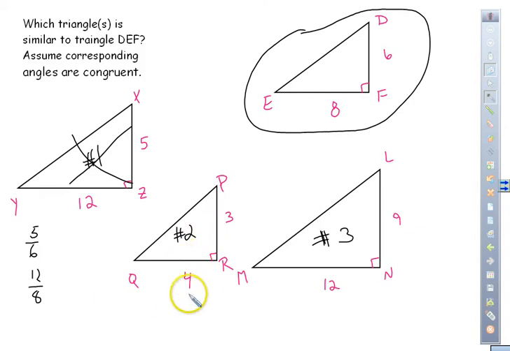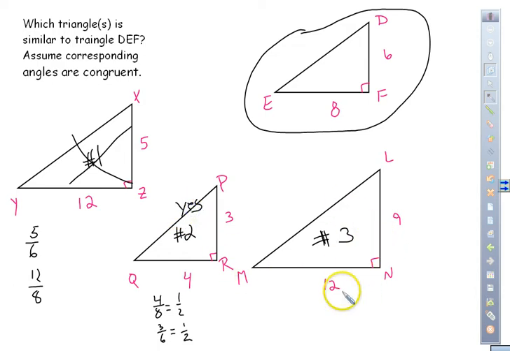So let's start with this, and we'll say 4 to 8. So 4 over 8, which is 1/2. Then we're going to go 3 to 6. So we'll go 3 over 6, which also equals 1/2. And so now we know that it would be similar according to those two sides that are given. So this one is a yes.